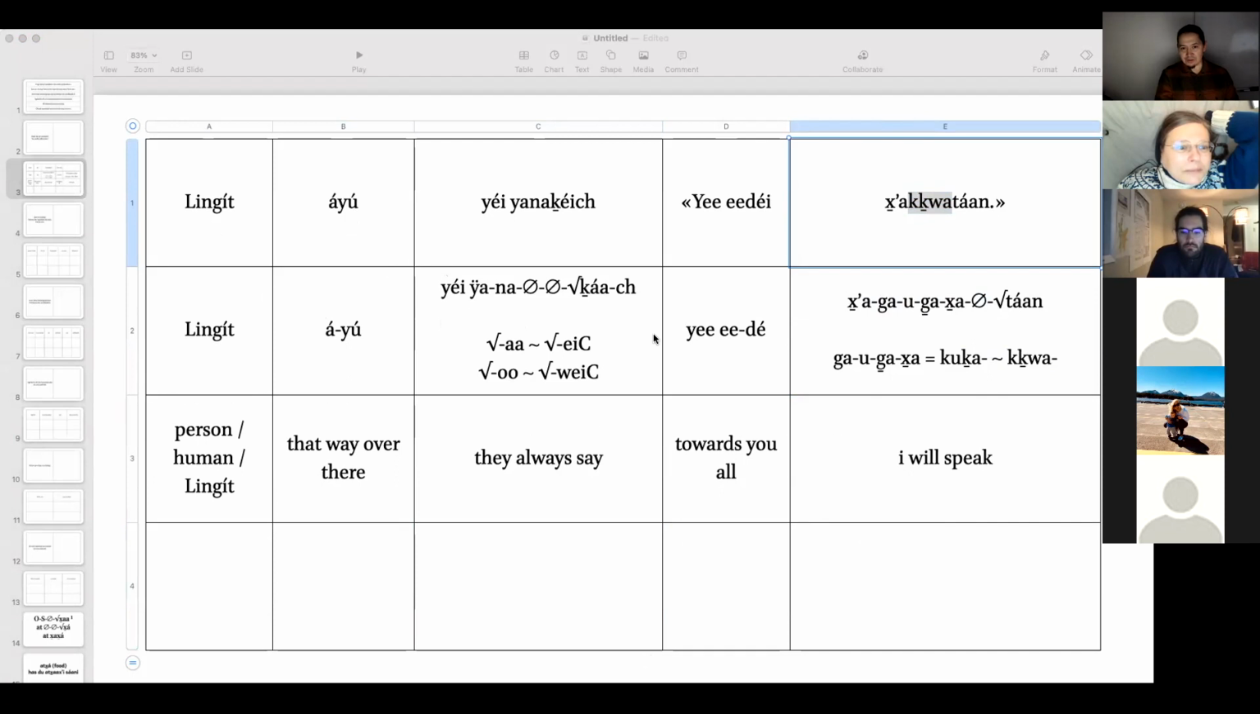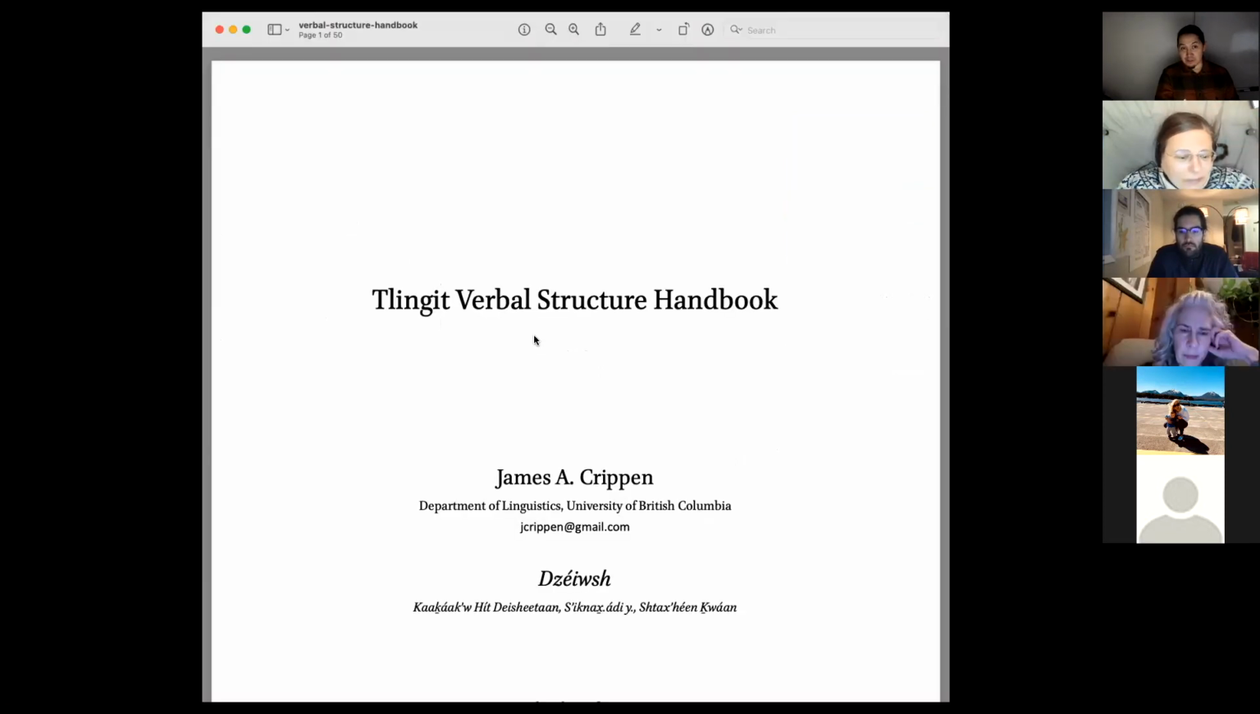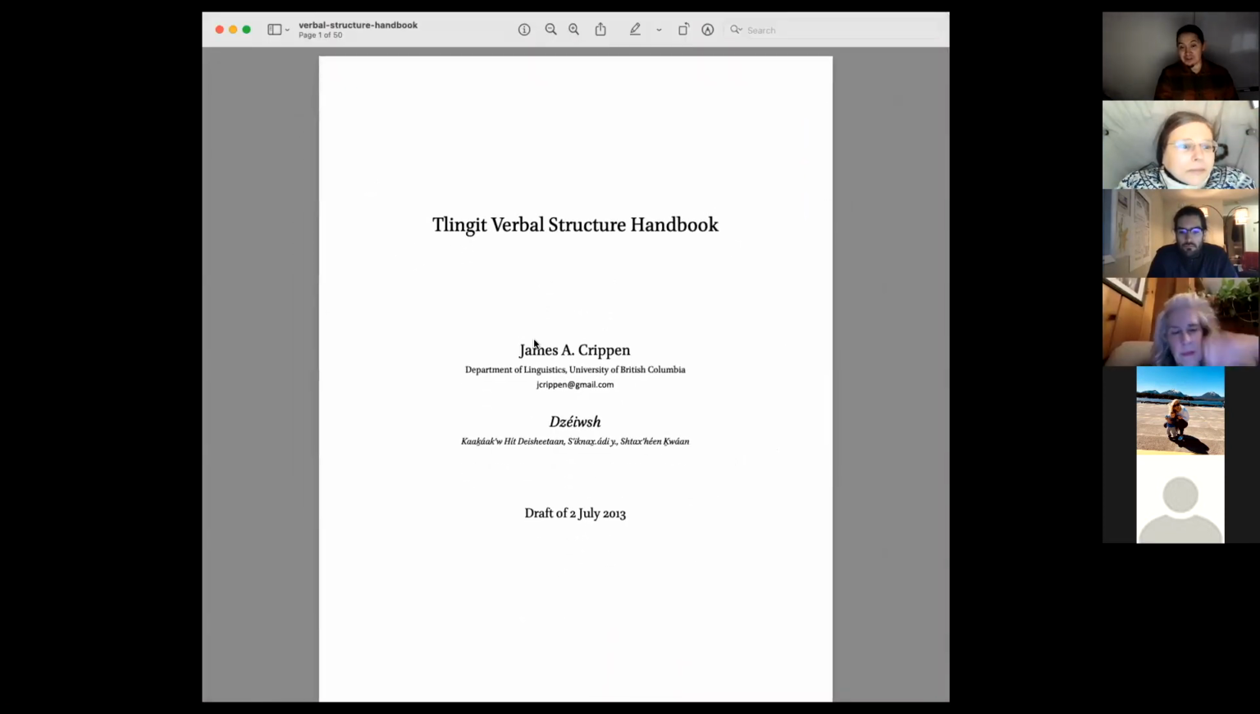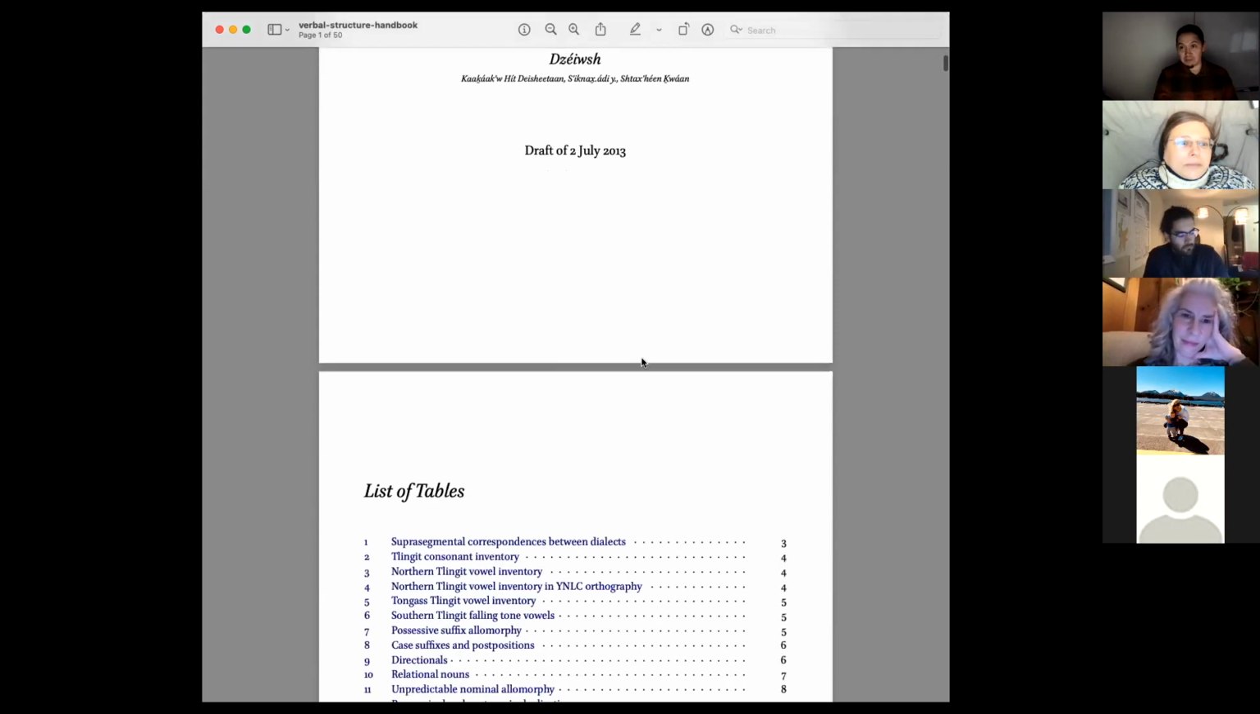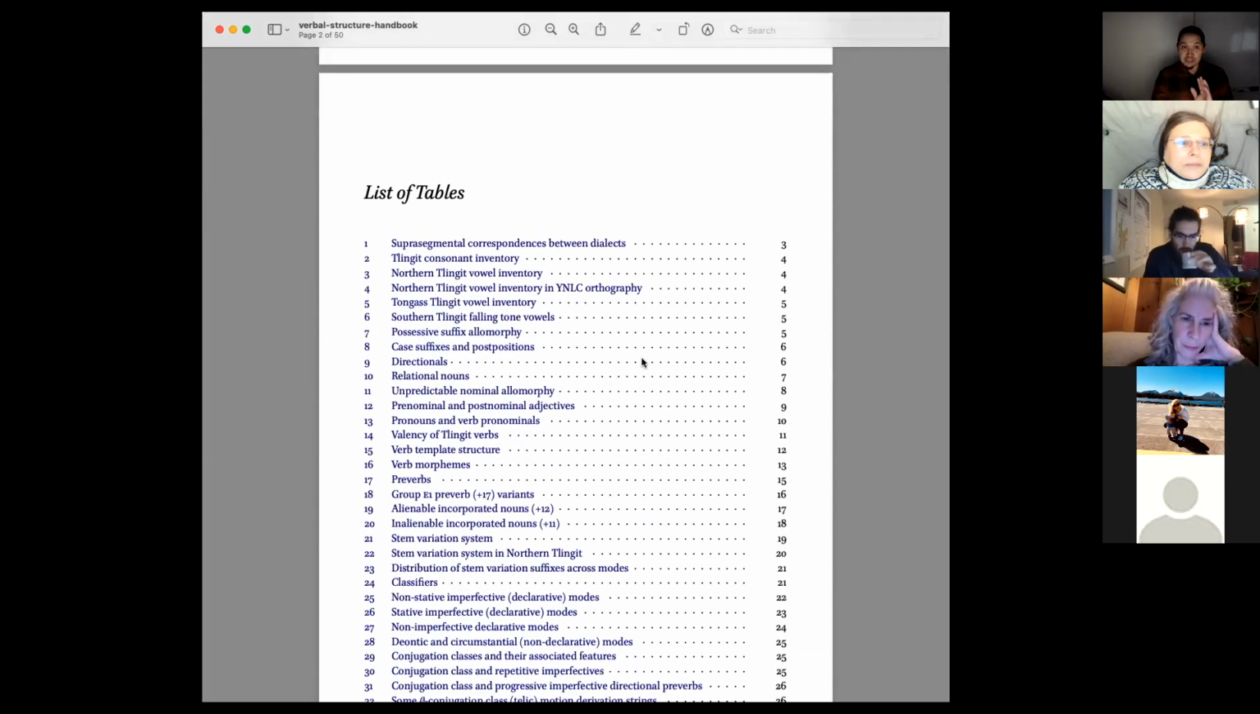It's called the Verbal Structure Handbook. There are versions of this that you can print on 8.5 by 11 paper and fold it in half and carry it around with you. You can also keep it on your device. It's a pretty deep manual, but it's really a collection of tables that show you a bunch of condensed information.